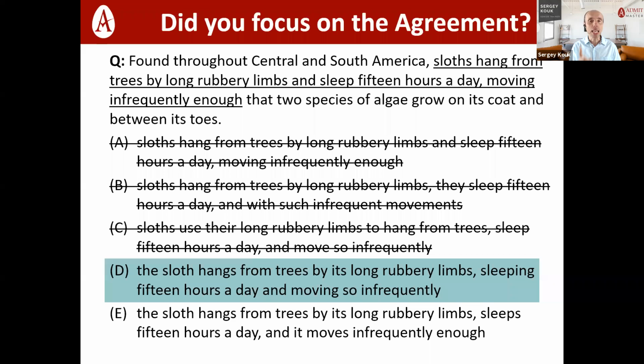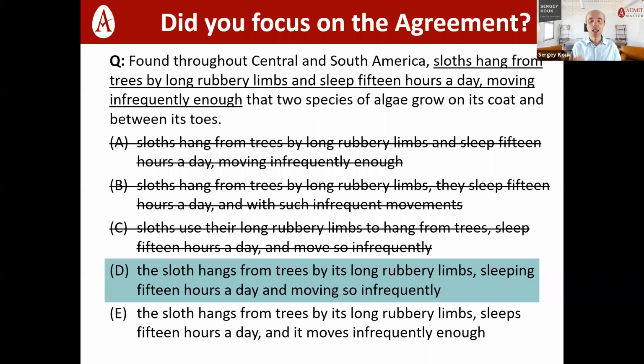But it says it hangs, sleeps, and it moves. Now that little word it was all that we needed to see because it breaks the parallel structure. All of a sudden, instead of simply listing the actions that the sloth is doing, we now have at the end the full clause, which is the pronoun and the verb. And that's not what we want to see in the parallel structure.